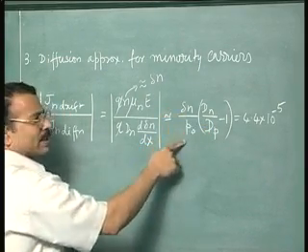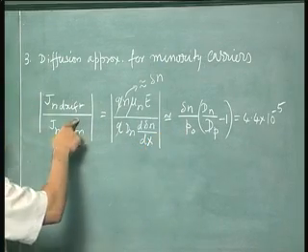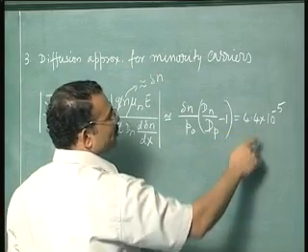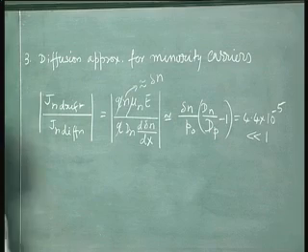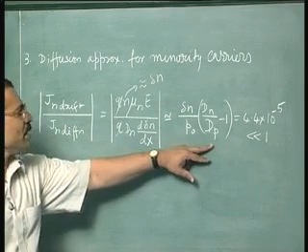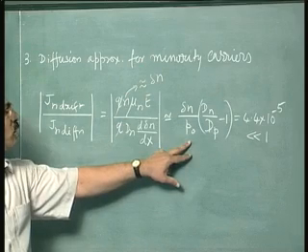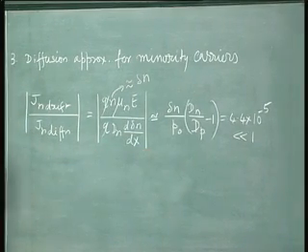Interestingly, delta n by p naught is the injection level. So if the injection level is low, definitely this ratio is going to be much less than 1. So you get this ratio 4.4 into 10 power minus 5, which is much less than 1. So diffusion approximation is justified. In fact, this particular expression also shows how the diffusion approximation is linked to the low level approximation. If low level is valid, the diffusion approximation is also valid.